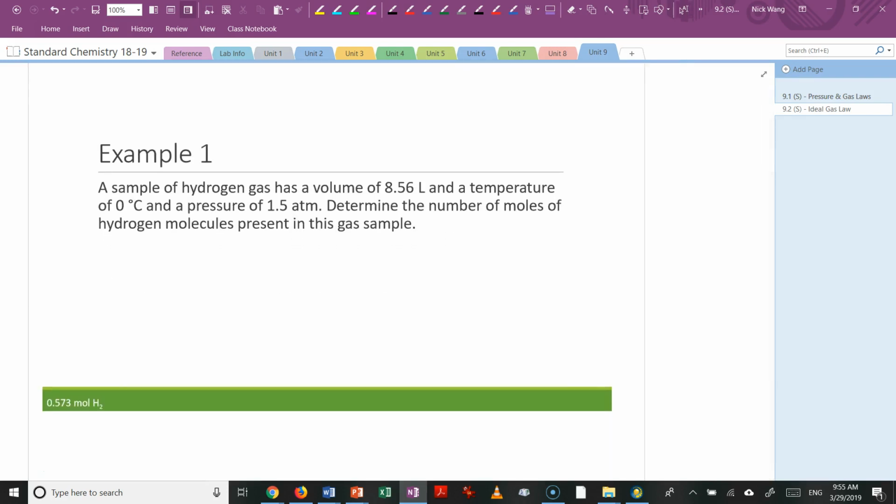So example 1: a sample of hydrogen gas has a volume of 8.56 liters and a temperature of 0 degrees Celsius and a pressure of 1.5 atm. Determine the number of moles of hydrogen molecules present in this gas sample. All right, now what makes this problem something that you can maybe potentially get messed up with is the fact that there's so many numbers and there's already a lot of gas laws that you may have learned. So the most important thing is to acknowledge that it's asking for the number of moles.